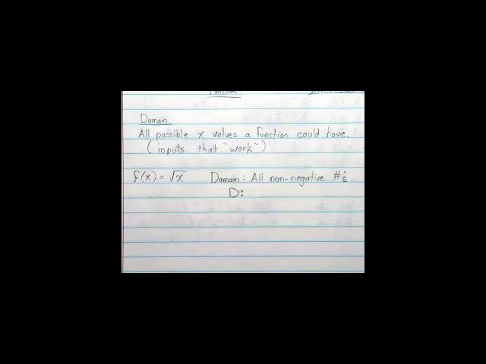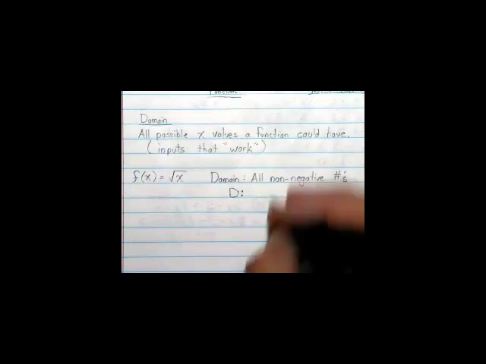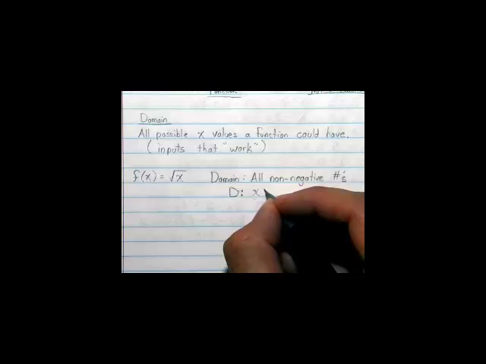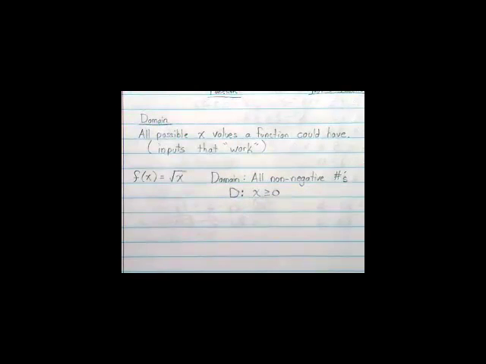Okay, so our domain is, and instead of writing all non-negative numbers, you can do that as an inequality. So the domain is x greater than or equal to 0. Does that not describe the same thing? Any number greater than or equal to 0 is non-negative, right? Yeah, so we can do it like that.